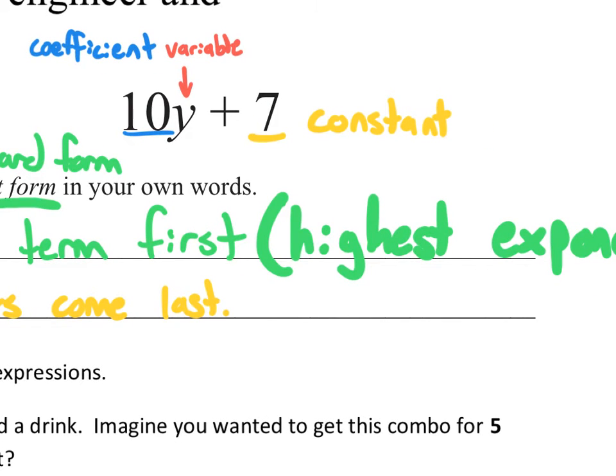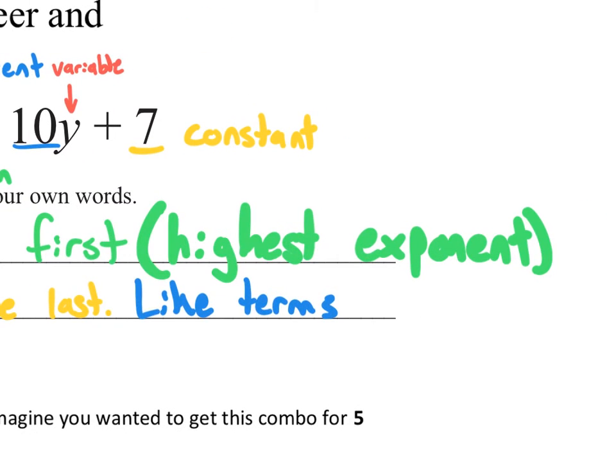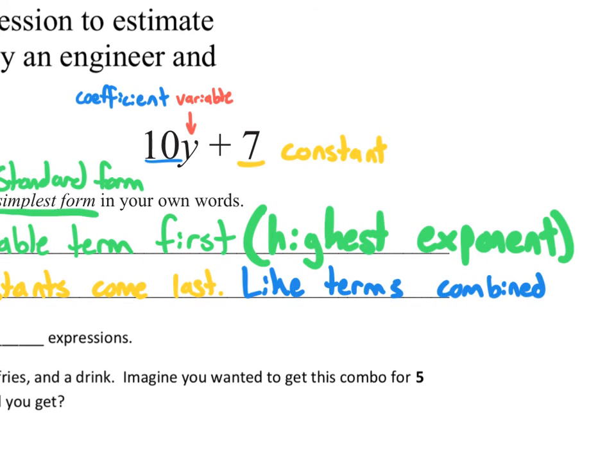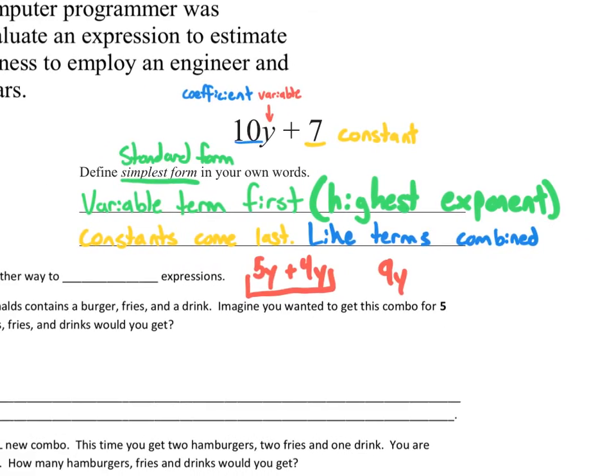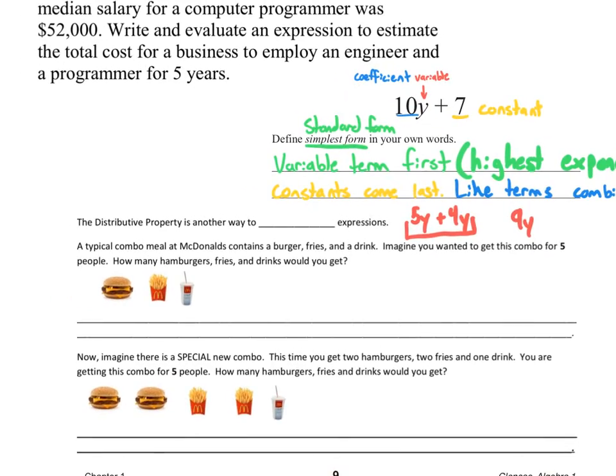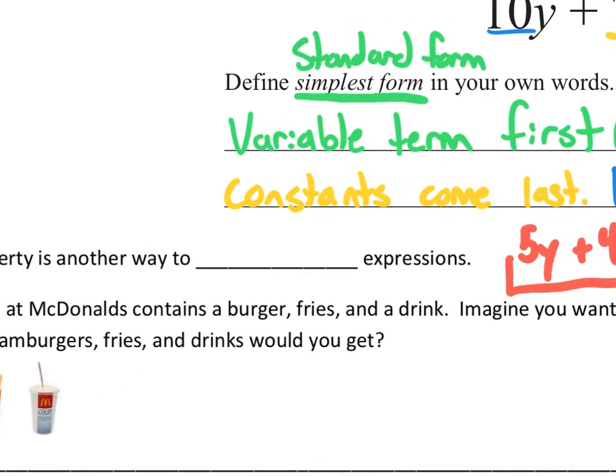Right, and you also need like terms combined. Now, like terms would be if we had two sets of constants or two sets of the same type of variables. So if I had a 5y plus a 4y, I would need to shrink that down to a 9y via like terms. And we'll explore more on this later. But the distributive property is another way to simplify expressions.